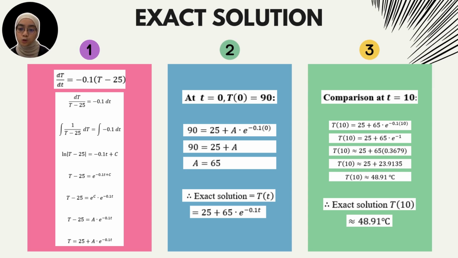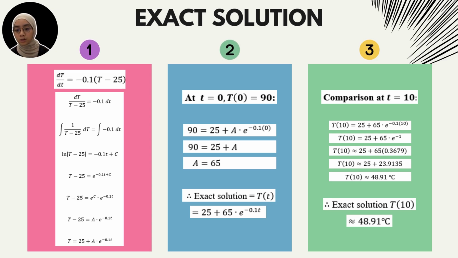To solve this equation, we start by separating the variables, dividing both sides by T - 25 and multiplying by dt. We get 1/(T - 25) dT = -0.1 dt. Next, we integrate both sides. On the left, we get ln|T - 25|, and on the right, we get -0.1t + C, where C is the constant.